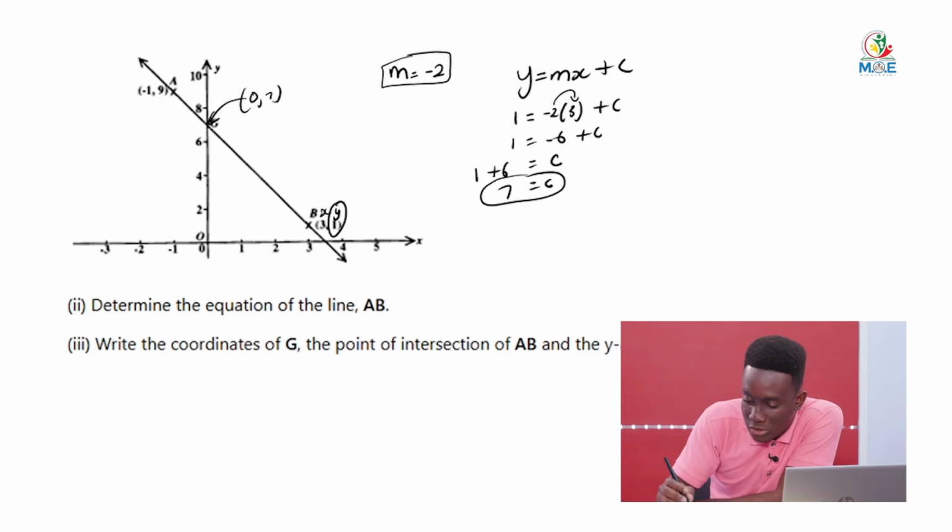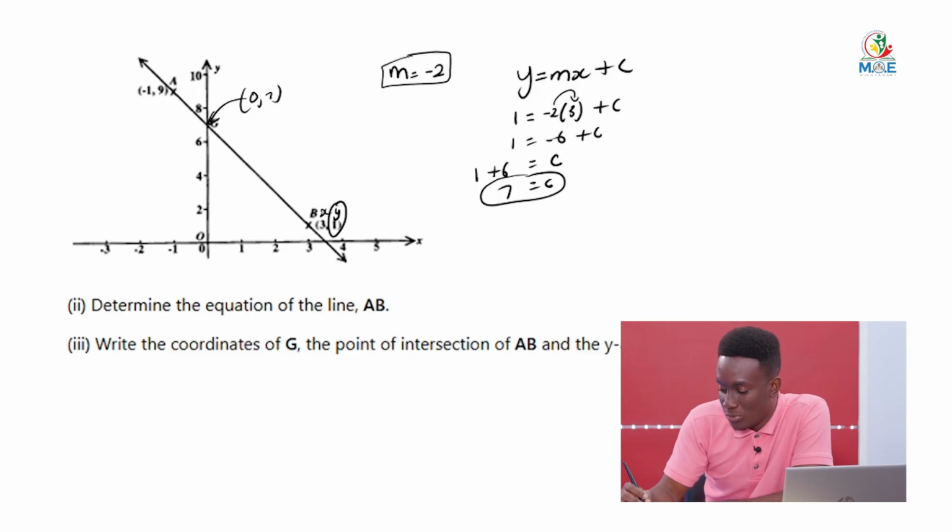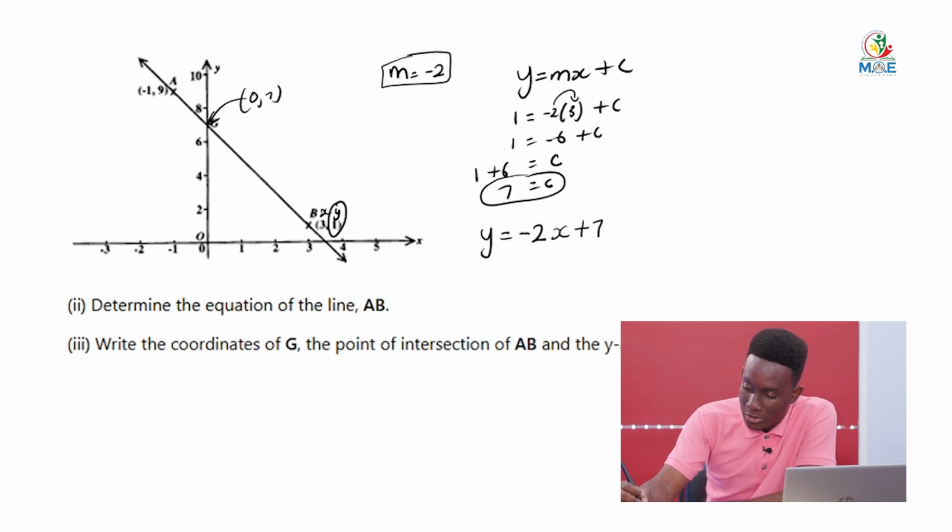So we already knew that just now though. We know the y-intercept would have been 7 from looking at the line. Nevertheless, the equation of the straight line would be y is equal to m, which is negative 2x, plus c, which is plus 7. So this would be the equation of the line, and that is part 2.